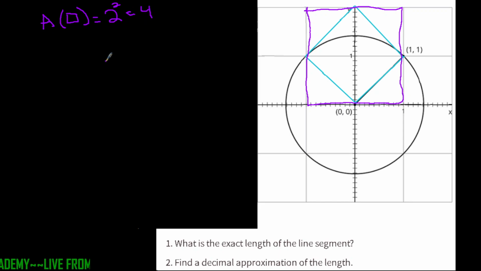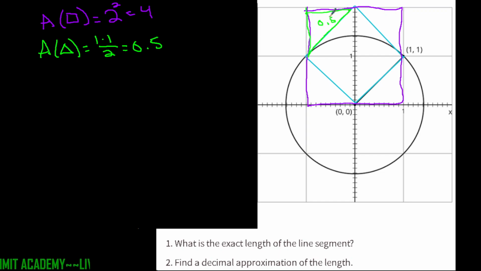Then I can find the area of each of these little triangles right here. I have 4 of these triangles inside, so the area of one of these triangles is 1 times 1 divided by 2, which is the same as 0.5. So each of these little spaces is 0.5, and there are 4 of those.